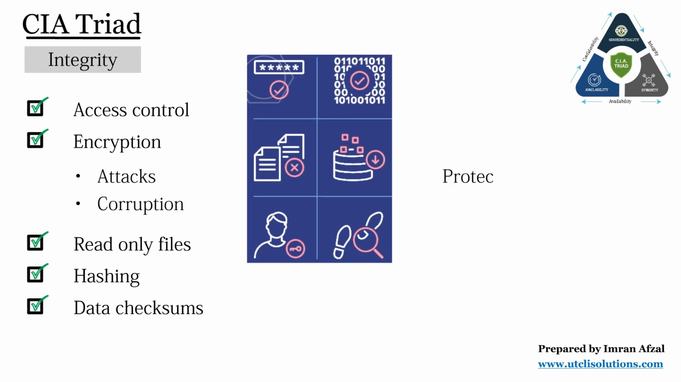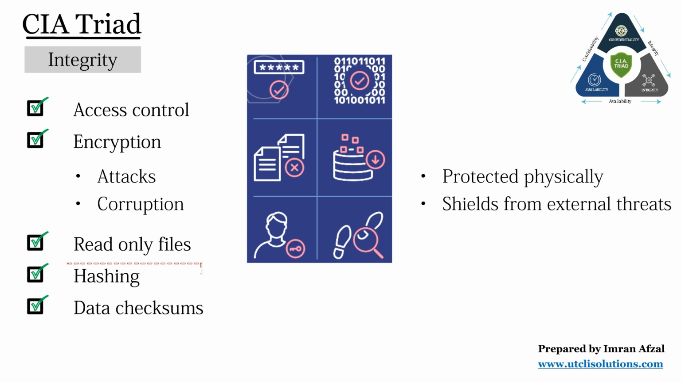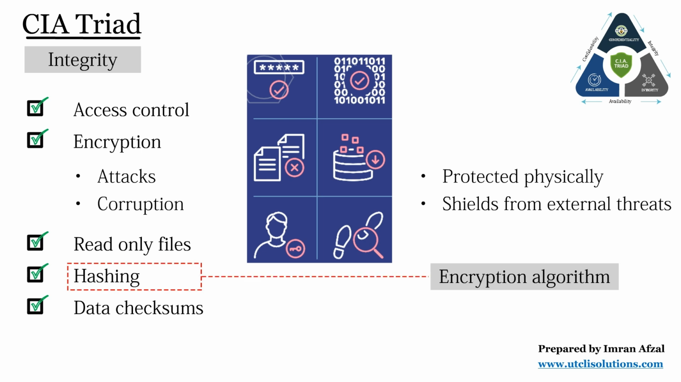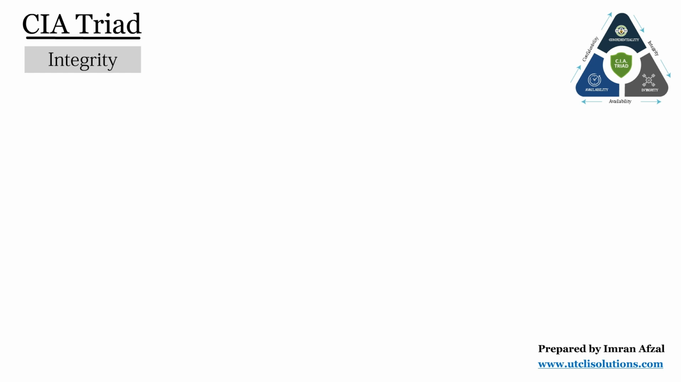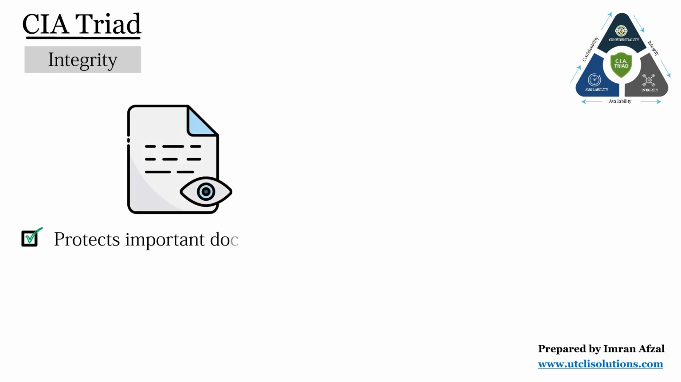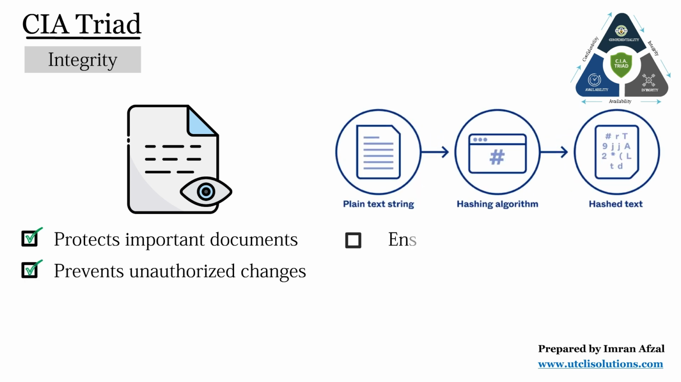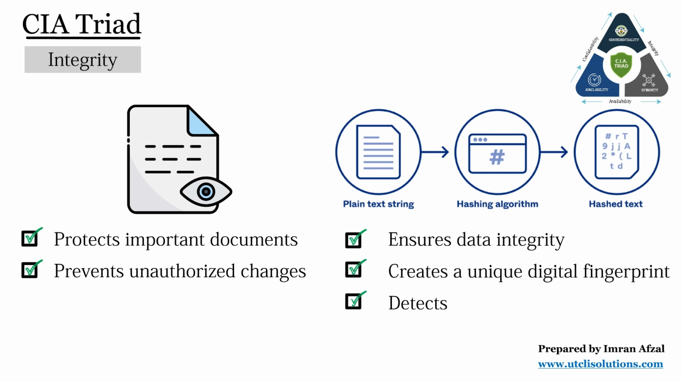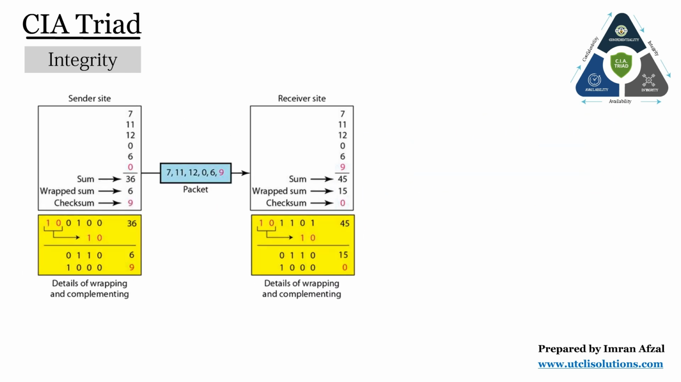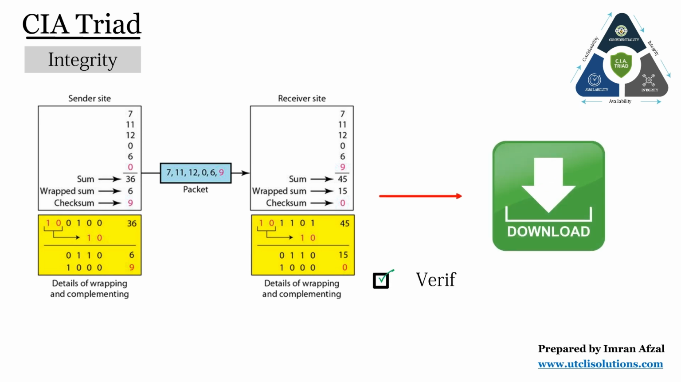Sometimes, integrity might be protected physically from external sources. Don't bother, hashing is an encryption algorithm. We will cover all these terms and details in coming modules. So, for example, a company might use read-only files for important documents to prevent unauthorized changes. Hashing algorithms can ensure data integrity by creating a unique digital fingerprint of data which can be checked to ensure the data has not been altered. Also, data checksums are used in software downloads to verify that the downloaded files are exactly the same as the original.